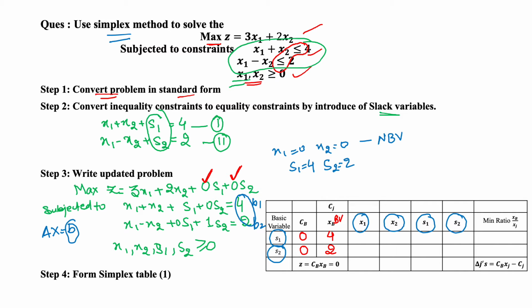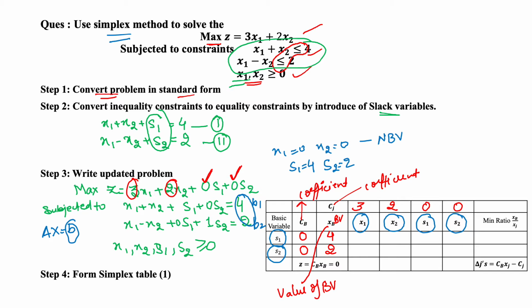After that, Cj are the coefficients of the variables in the objective function. The x1 coefficient is 3, the x2 coefficient is 2, the s1 coefficient is 0, the s2 coefficient is 0. So these are the coefficient values of the basic variables. These are also the coefficients of all the variables. These are the values of the basic variables. So I write all the terms.